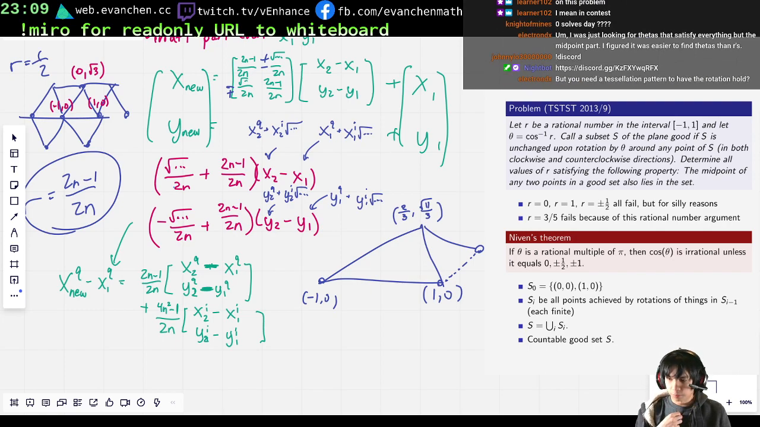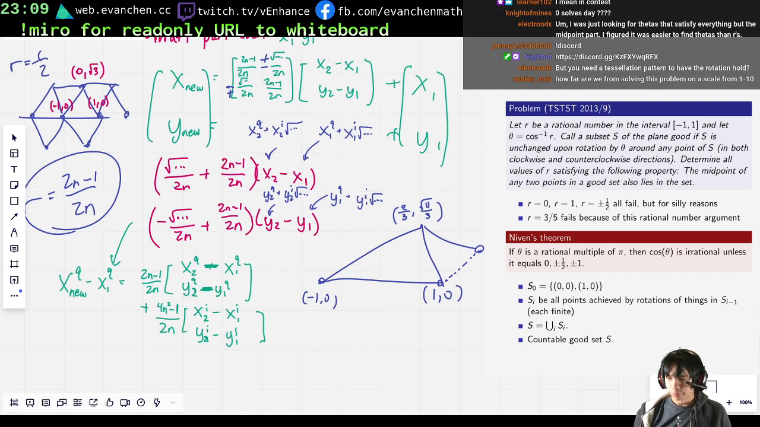You need a tessellation pattern to have the rotation hold. It just means that the thing will be dense. So you probably weren't here at the start, when the very first thing we did was say that for all but a few values of r, any good set will be dense in the plane. You'll have a lot of points exactly because the rotation angles won't be.